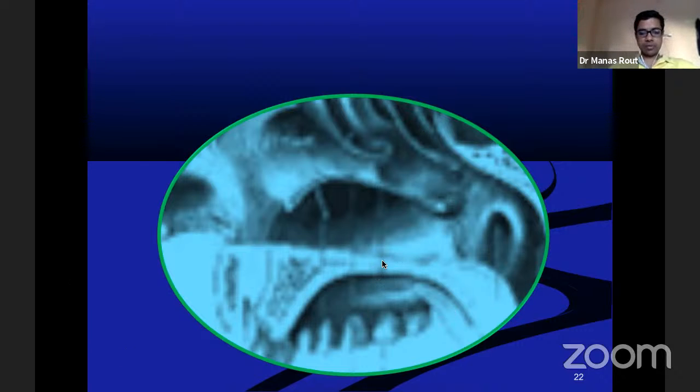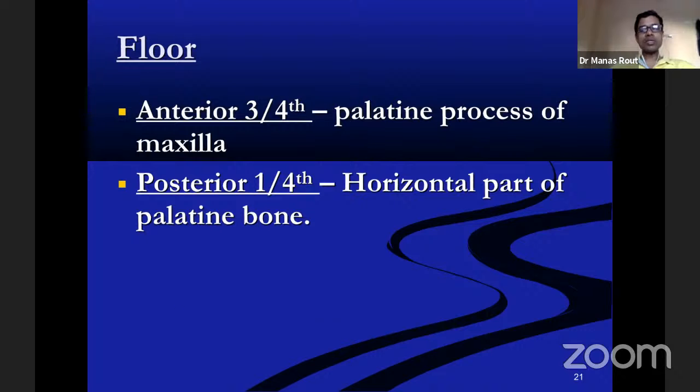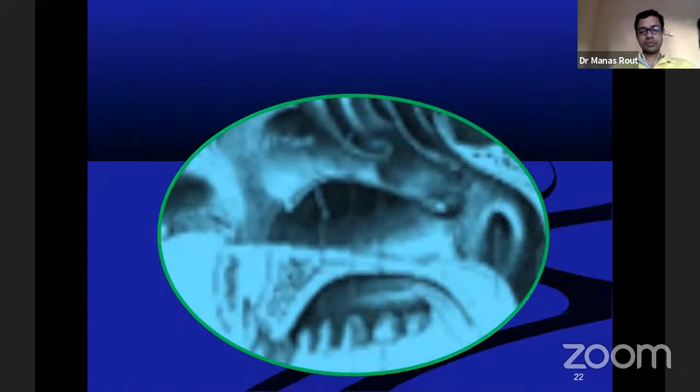Up to here, anterior 3/4, posterior 1/4 by the perpendicular plate of the palatine bone, and the horizontal part of the palatine bone. So this is the floor of the nasal cavity.